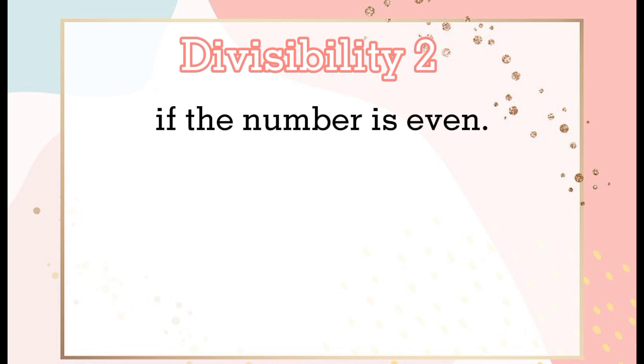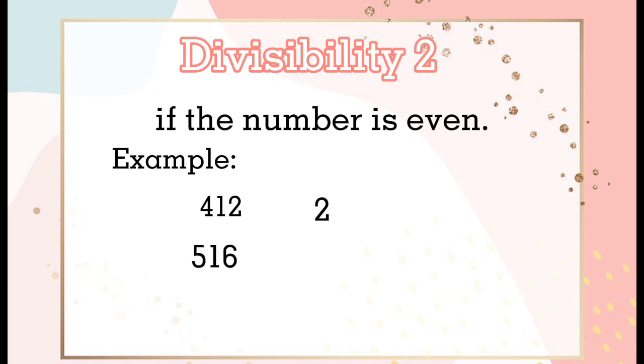Divisibility rule for 2. A number is divisible by 2 if the number is even. Even numbers end in 2, 4, 6, 8, or 0. Examples: 412, the last number is 2, and 2 is divisible by 2. Next is 232, the last number is 2 and it is divisible by 2. Then 516, the last number is 6, and 6 is divisible by 2.